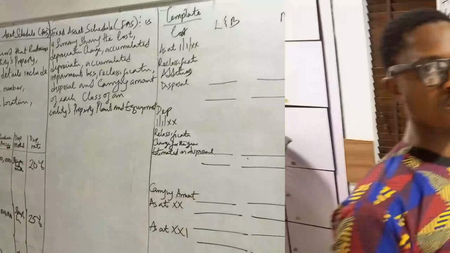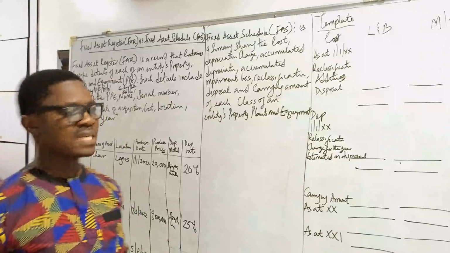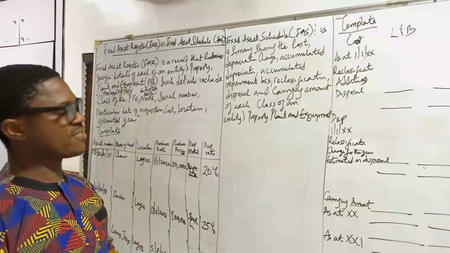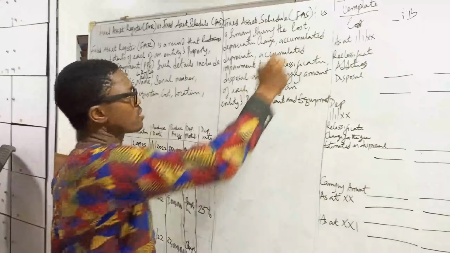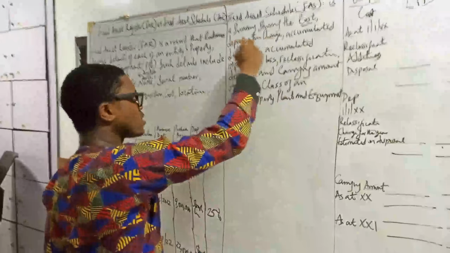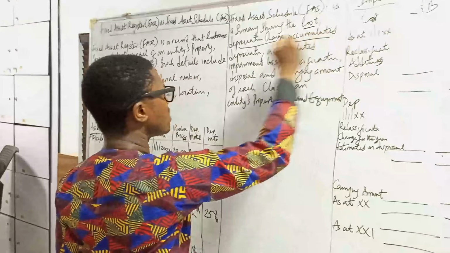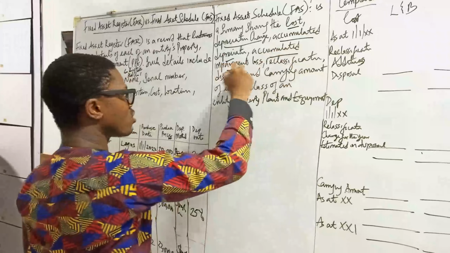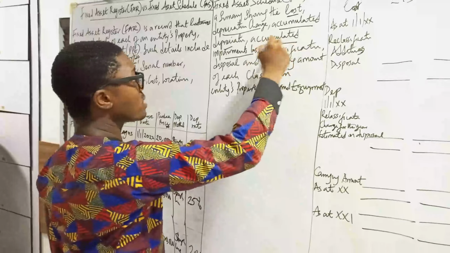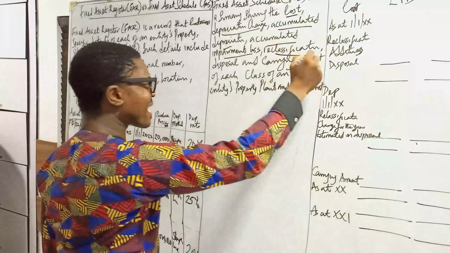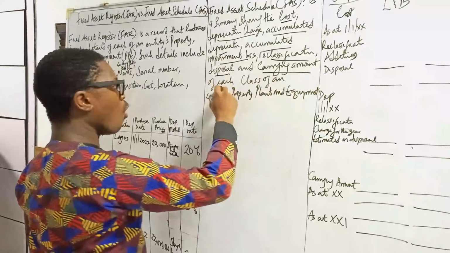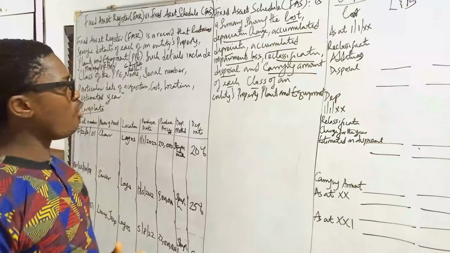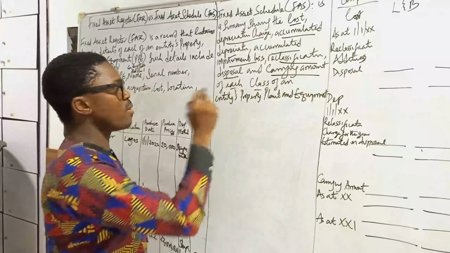So now we go to fixed asset schedule. What is a fixed asset schedule? A fixed asset schedule is a summary showing the cost, the depreciation charge, the accumulated depreciation, the accumulated impairment loss, reclassification, disposal, and the carrying amount of each class of an entity's property, plant, and equipment.